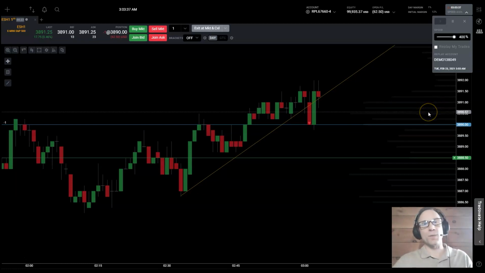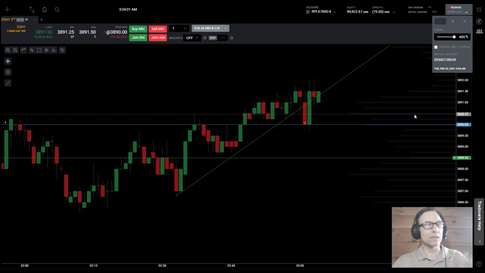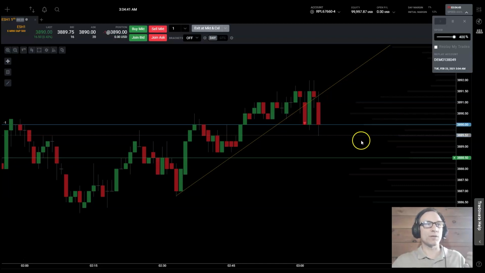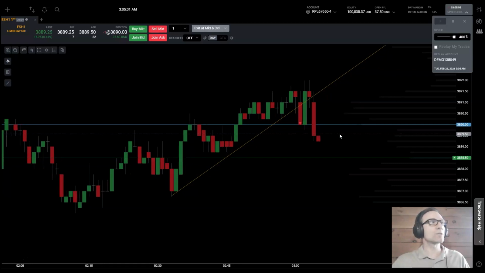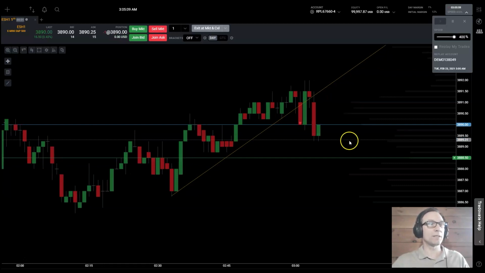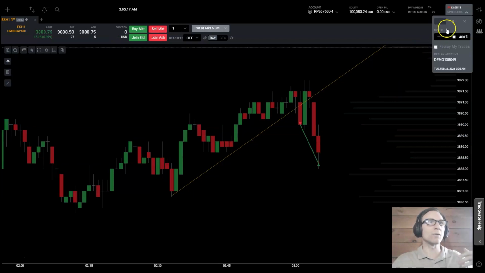We're going to take a look at the micro contracts next, and the micros are simply 1/10 of the E-minis. So the NQ being $20 per point per contract, the MNQ, the micro NQ, will be $2 per point. This is $50 per point in the ES. It will be $5 per point on the MES. And what's good about trading these micros is you can scale in and out easier.